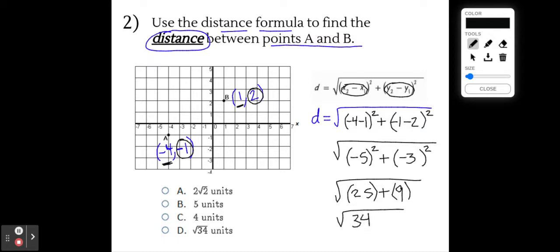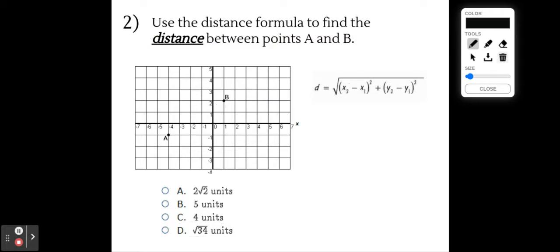So now here the answer is the square root of 34. That would be the exact distance from A to B. However, I could use my calculator and approximate it to the nearest tenth. But if you look at your answer choices, answer D is exactly the square root of 34. So that is the distance between the two points on the coordinate plane. And we use the distance formula to figure that out.